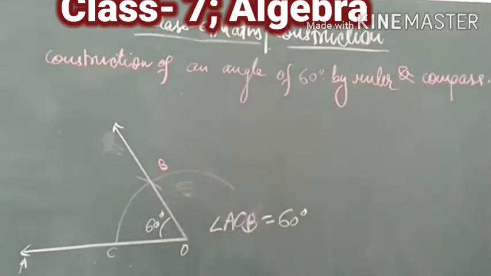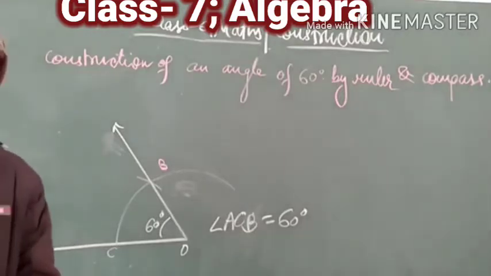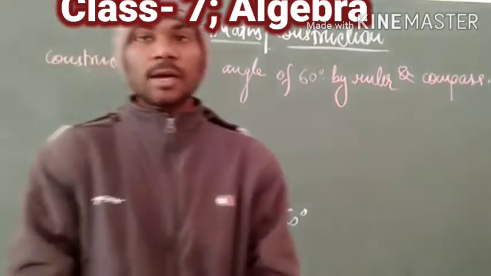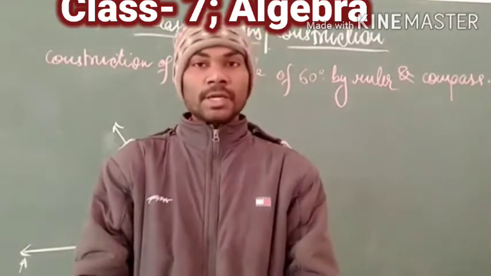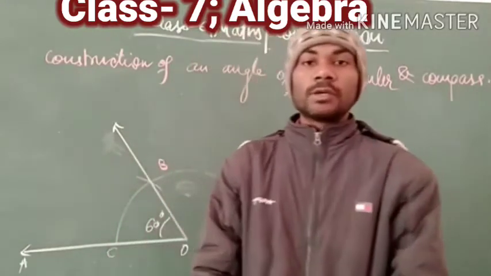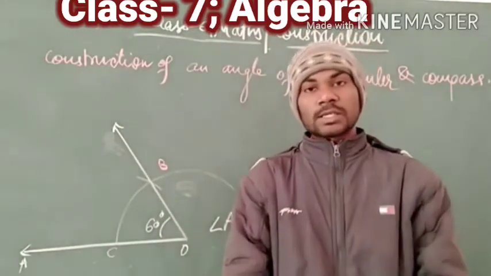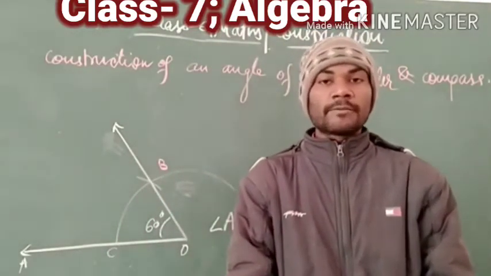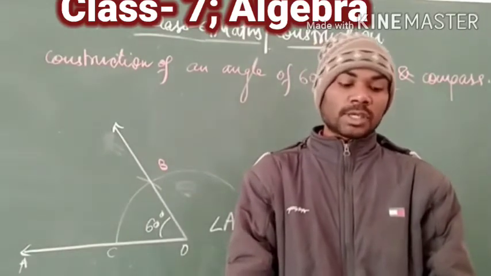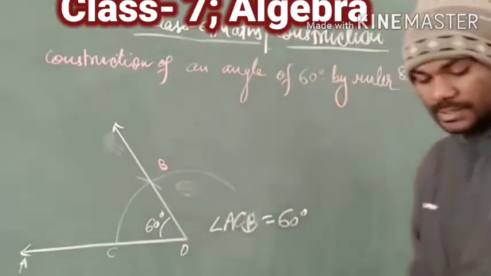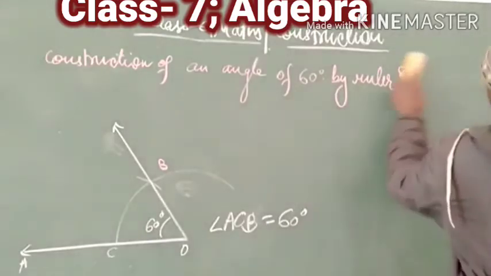Okay students, I hope that the construction of an angle of 60 degree using ruler and compass is clear to everyone. Now let us see the next, that is the construction of an angle of 30 degree, or in other words we can say the construction of the bisector of an angle of 60 degree. So let's see the next topic.